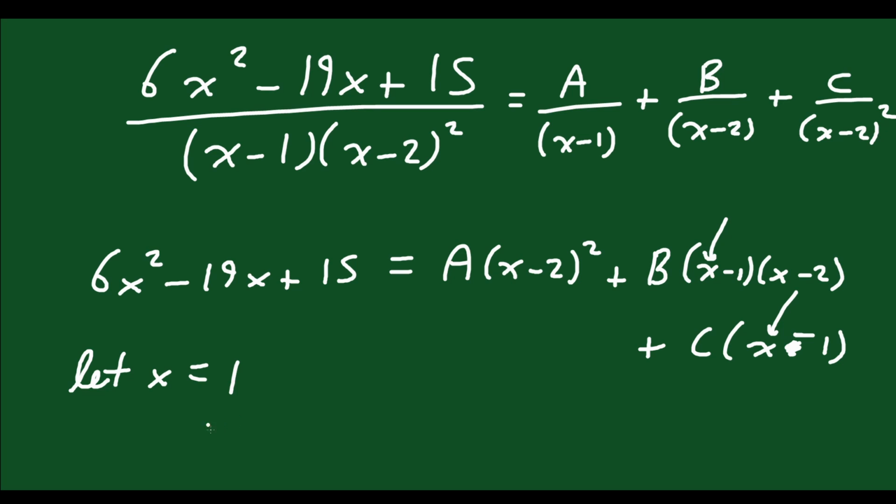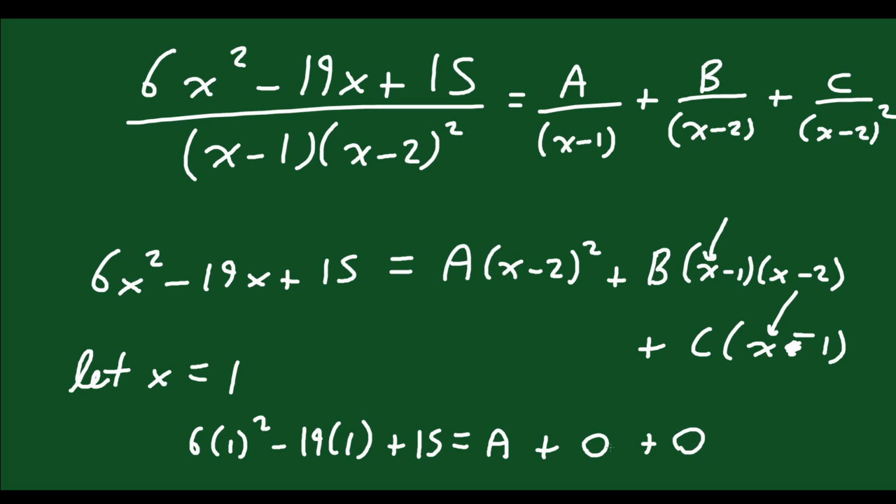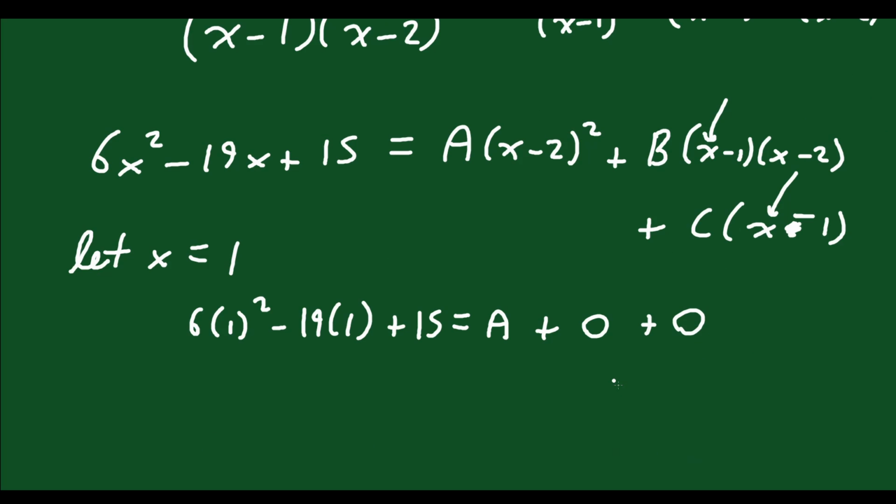So let's do that. You'll have 6 times 1 squared minus 19 times 1 plus 15 equals a times, you have 1 minus 2 squared. Well, 1 minus 2 is negative 1. Negative 1 squared is just 1, so you just get a. And then this is 0, and this is 0 like we said, so those are gone. So you really just have a is equal to this stuff on the left here. So a is equal to 6 minus 19 plus 15. So it's like 6 minus 4, which is just 2. So you solve that, you get 2. So that's our value for a.